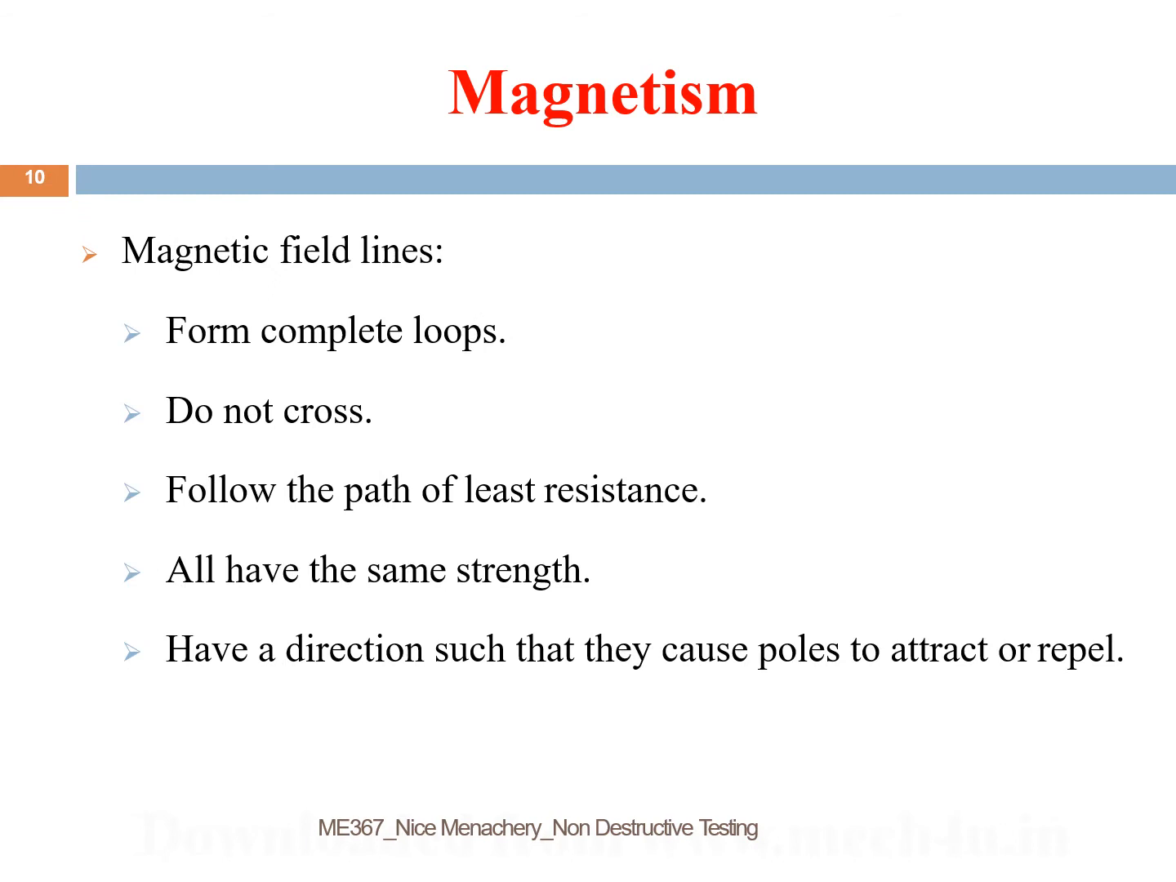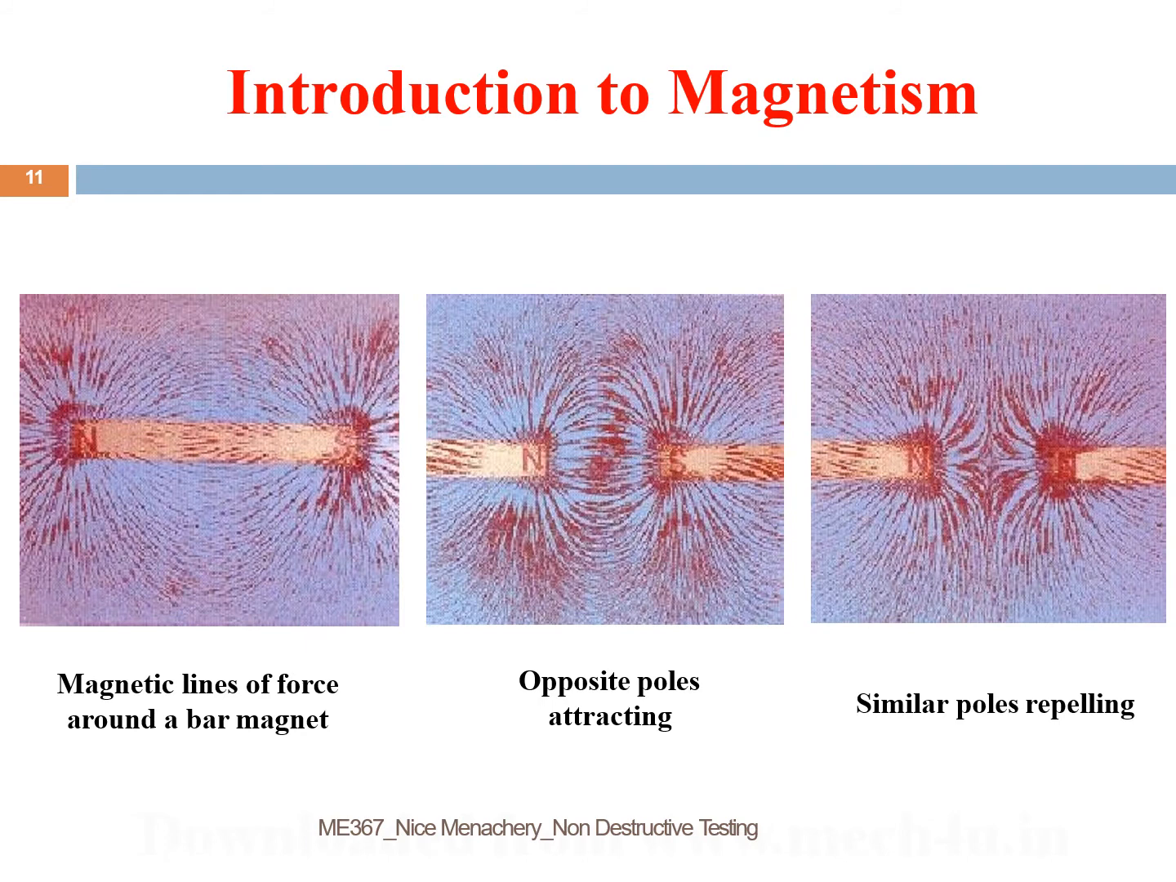The magnetic field lines, as you all know, form closed loops, do not cross each other, follow the path of least resistance, all have the same strength, and have a direction such that opposite poles will attract each other, and like poles will repel each other. This is actually the magnetic lines of force that are found.